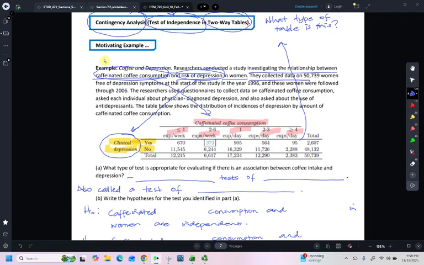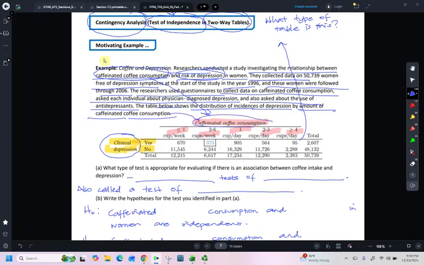and they collected data on 50,739 women free of depression symptoms at the start of the study in the year 1996, and these women were followed through 2006. The researchers used questionnaires to collect data on caffeinated coffee consumption, asked each individual about physician-diagnosed depression, and also asked about the use of antidepressants. The table below shows the distribution of incidences of depression by amount of caffeinated coffee consumption.